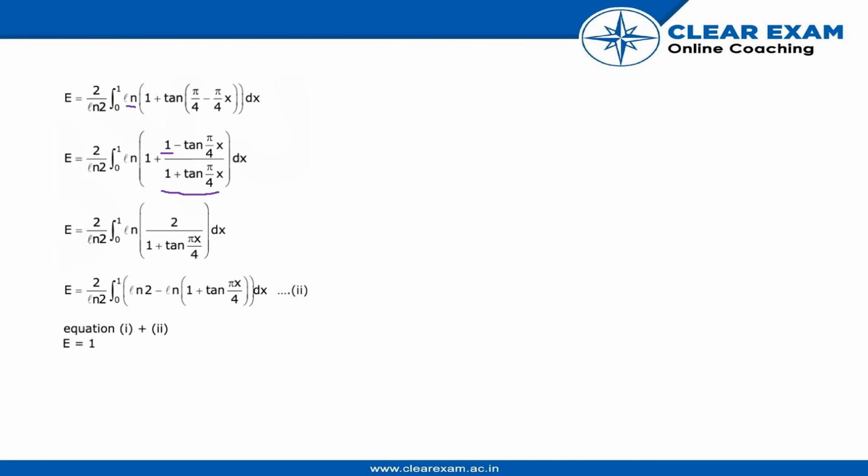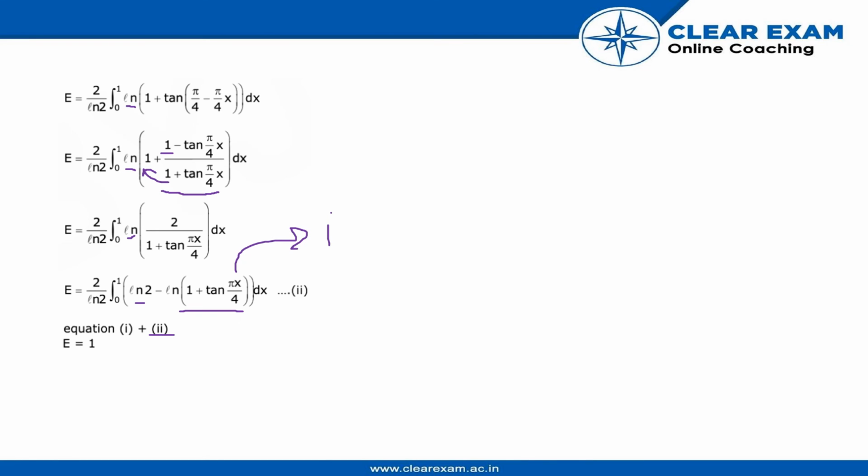Now we have ln over here on both sides, as you can see, and when we simplify this, we multiply it by the 1, we simplify, we get 2 in the numerator and this in the denominator. Now we can write by the logarithm rule that ln of a by b is ln of a minus ln of b. So ln of a is ln of 2, minus ln of b, which is ln of 1 plus tan pi x by 4. As you can see, this is the same equation that we used in 1.